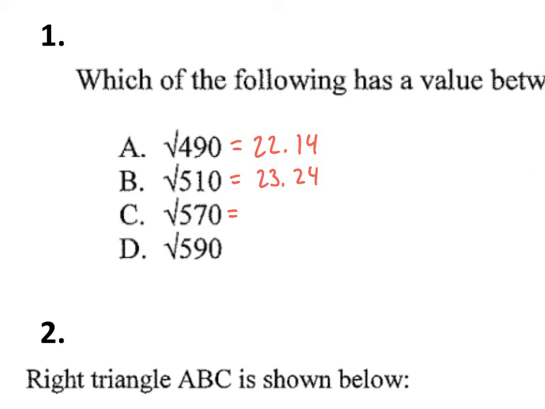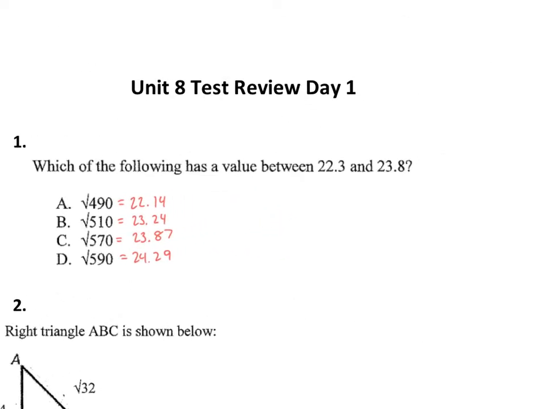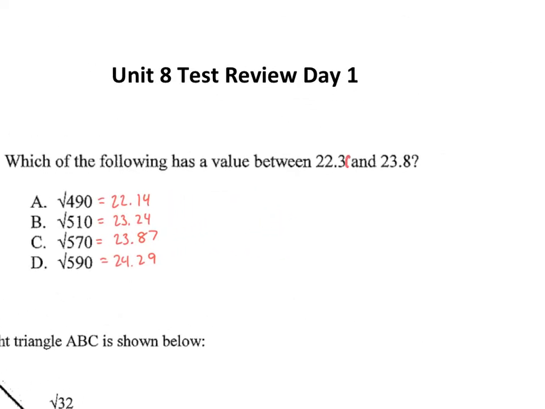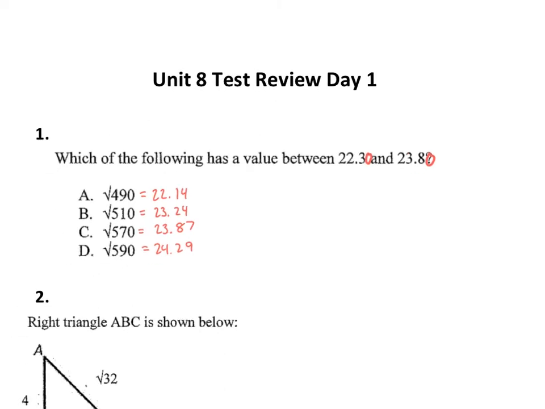Square root of 570 is going to be 23.87, and then the square root of 590 is going to be 24.2, and I'm going to have to round up to 24.29. Now, I'm trying to figure out which one of those is between these. I'm going to tack on an extra 0 on each of these so it's a little bit easier to see. So now I can just treat this like money. So between $22.30 and $23.80.